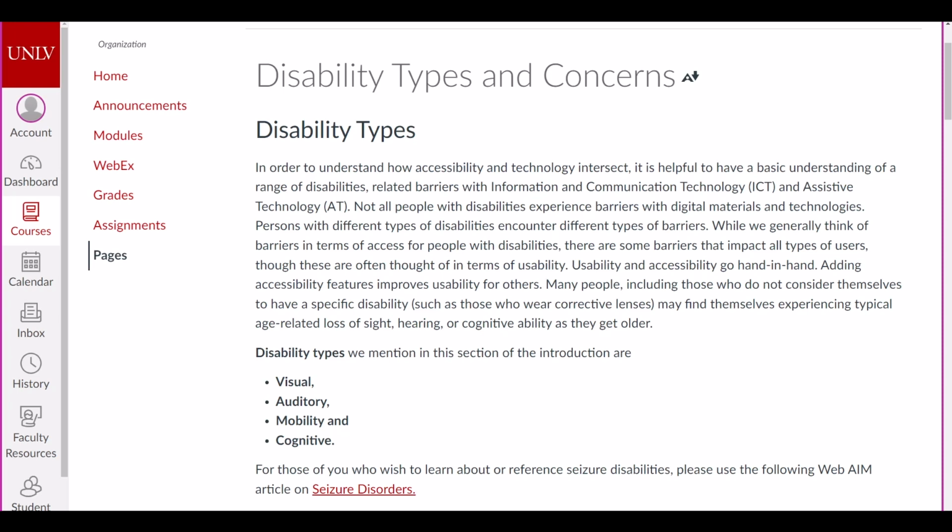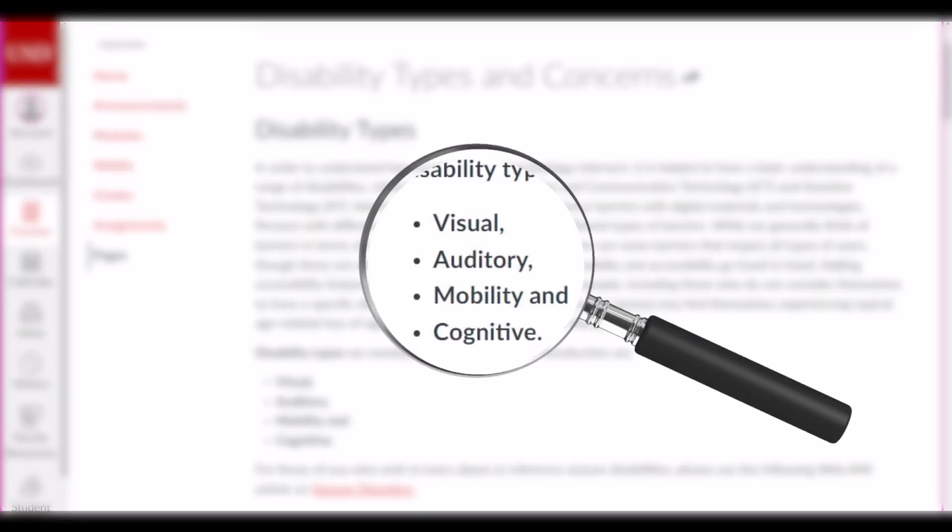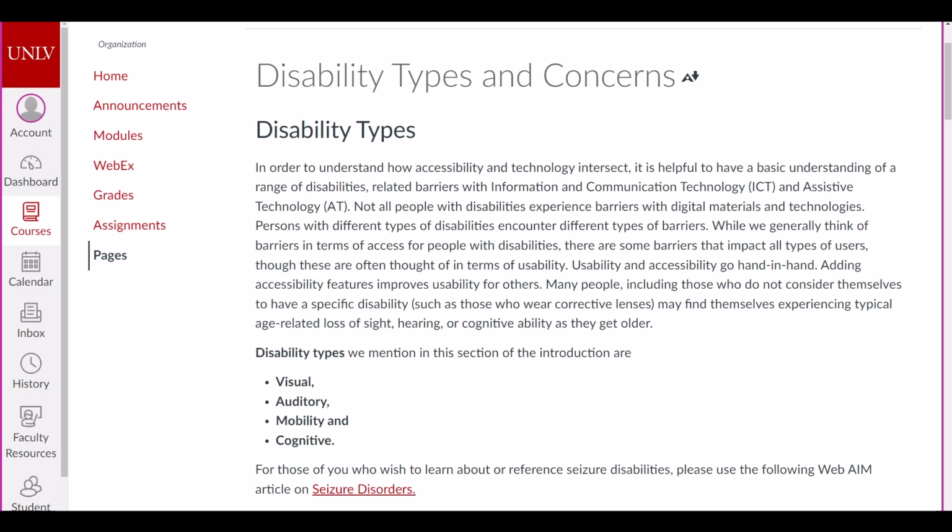Disability types we mentioned in this section of the introduction are visual, auditory, mobility, also known as motor or physical, and cognitive, which includes learning disabilities, mental health, and neurodiversity. For those of you who wish to learn about or reference seizure disabilities, please use the following WebAIM article on seizure disorders.